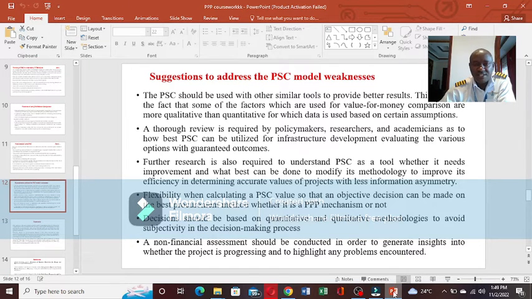Suggestions for addressing the weaknesses of the model, the major one being public sector comparator should be used with similar tools to provide better results, and other tools will mean cost-benefit analysis, environmental impact assessment analysis, and so on.